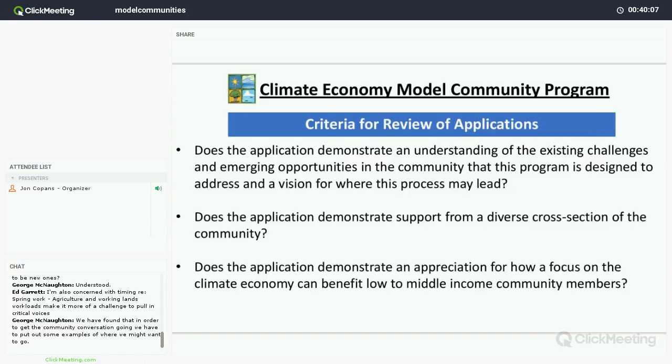It is imperative for the success of this program that we get beyond only those initiatives that middle and upper income Vermonters can afford, and we really need to think about all economic sectors of a community. And so that's part of what we will be looking for in an application, is some understanding of how a climate economy initiative can benefit all aspects of a community, not just necessarily those that can afford it.